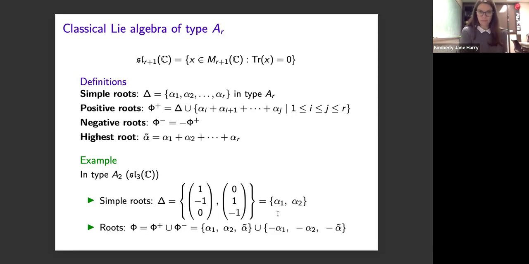Moving on from now, I'm always going to just say alpha 1, alpha 2. Those are my simple roots in type A2. And then all the roots that I have are alpha 1, alpha 2, and the highest, which again we can think of as alpha 1 plus alpha 2. And I also have the negative roots. So I have negative alpha 1, negative alpha 2, and then negative alpha 1 and negative alpha 2 added up right there. So these are the roots. Hopefully they make sense because we will be talking about them.